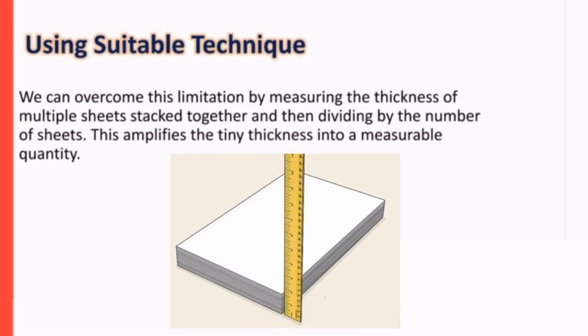Okay, we can overcome this limitation by measuring the thickness of multiple sheets stacked together and then dividing by the number of sheets. This amplifies the tiny thickness into a measurable quantity. This example shows how using the right technique can turn a challenging task into something simple. By thinking carefully about how we can approach a problem, we can find efficient solutions that give us accurate results.